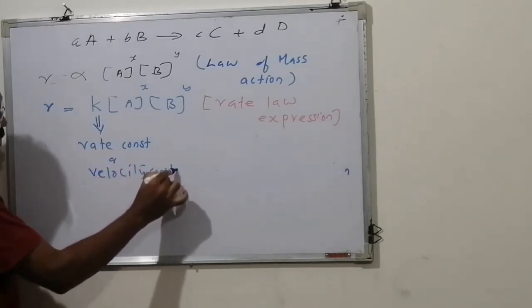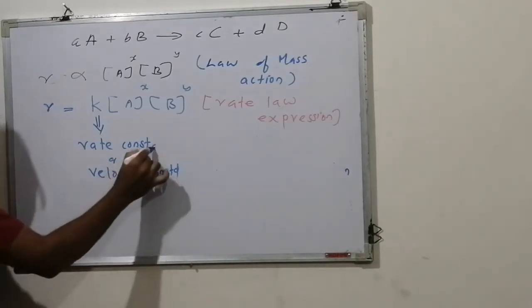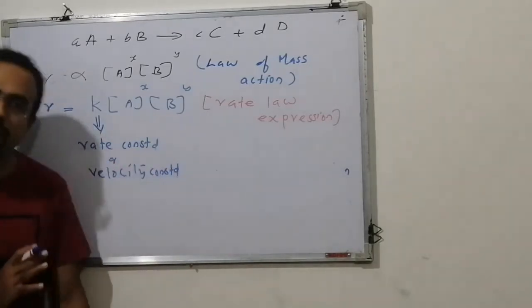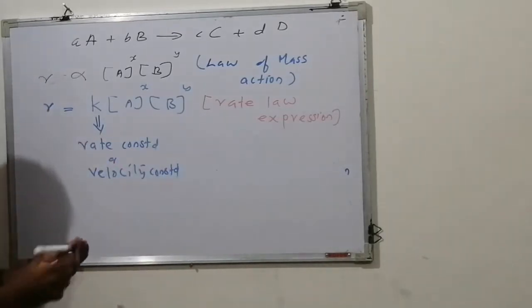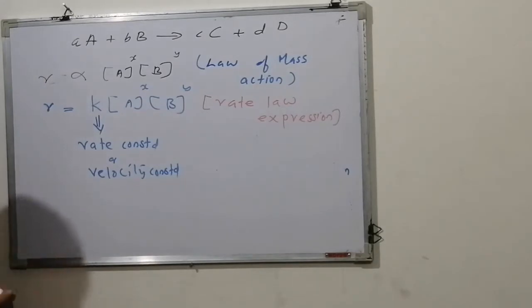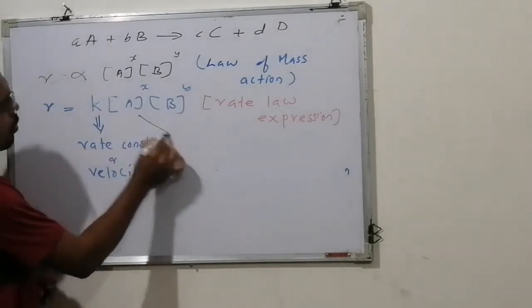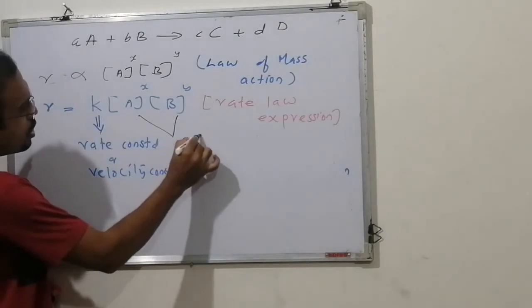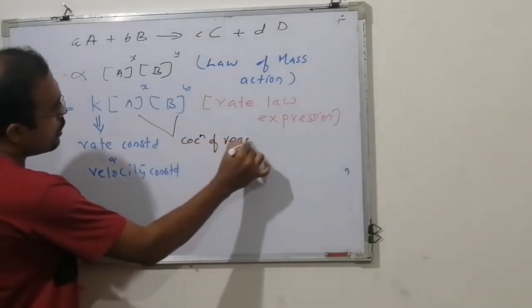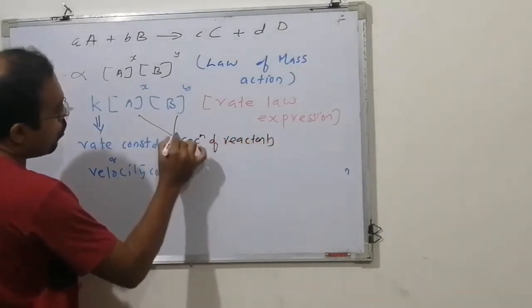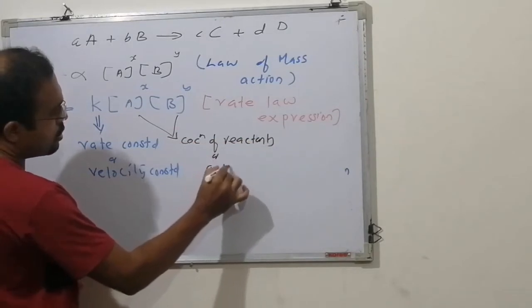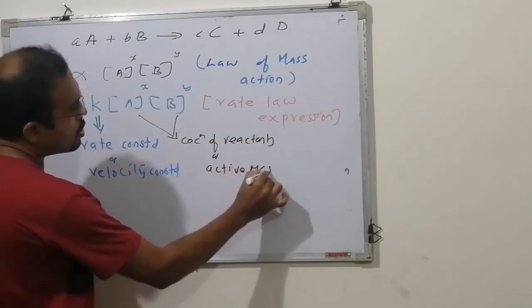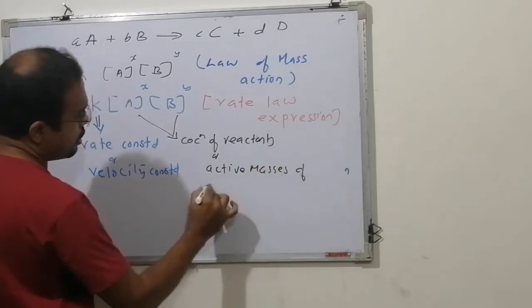Velocity constant. I use some simple writing. What is A and B? A and B are called concentration of reactants or active masses of reactants.